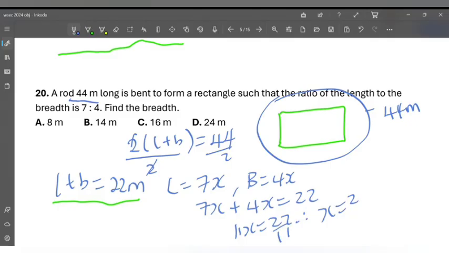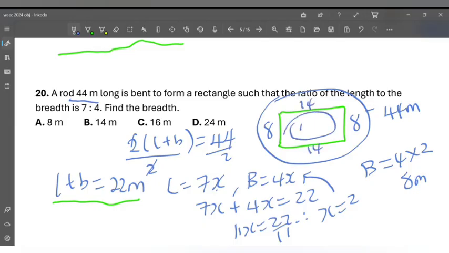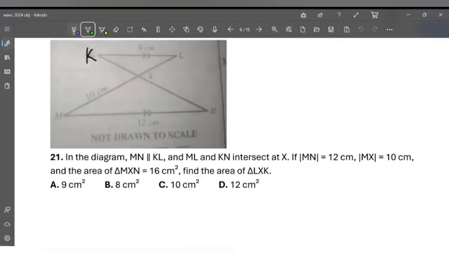So finding the breadth is what we have to do. What I need to do is to substitute 2 here for the breadth. That means the breadth will be equal to 4 times 2, which is 8 meters. And it makes sense because if you put 8 meters, 8 meters, and the length will be 7 times 2, which is 14 meters, 14 meters, everything here will add up to 44. So the breadth is 8 meters.